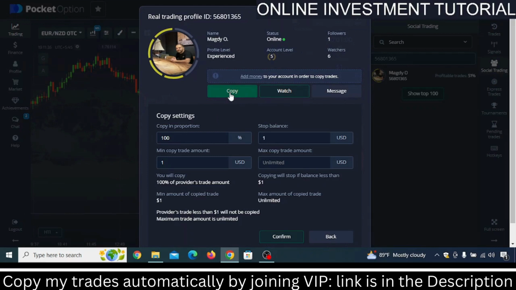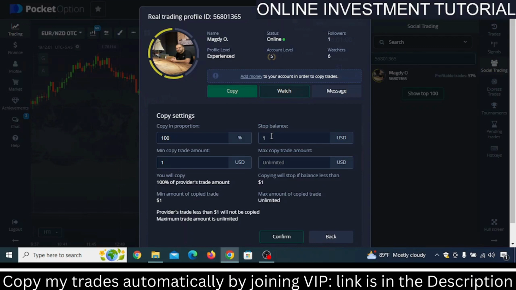Now I will be making $20 per trade. Currently I'm making $20 per trade. If I change this amount, I will definitely announce it in my VIP group, but currently I make $20 per trade.